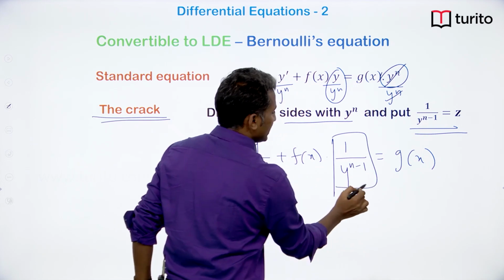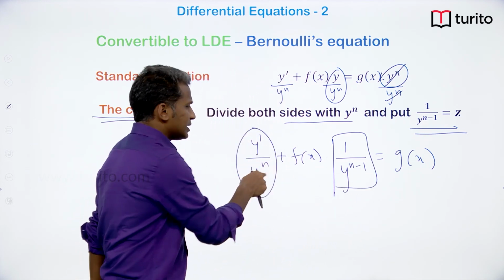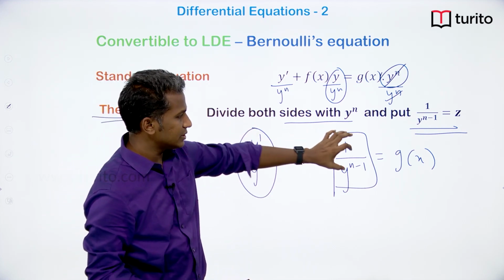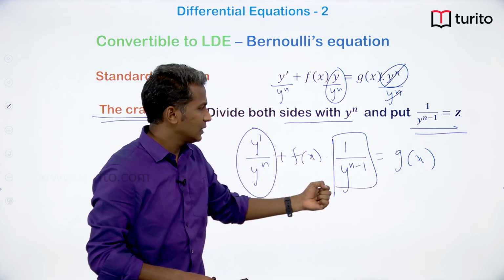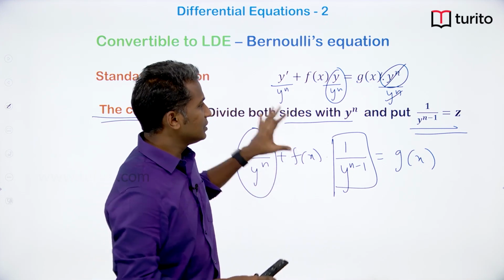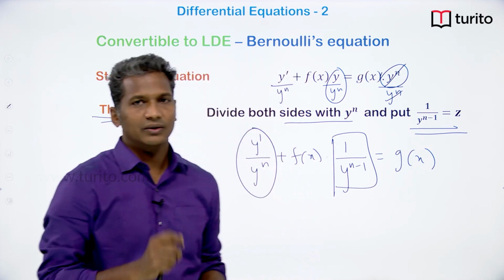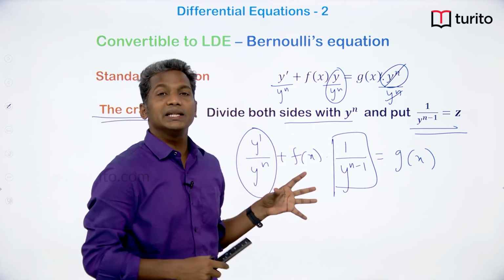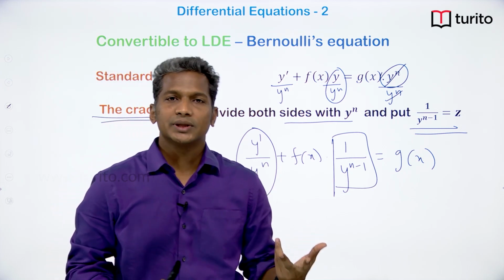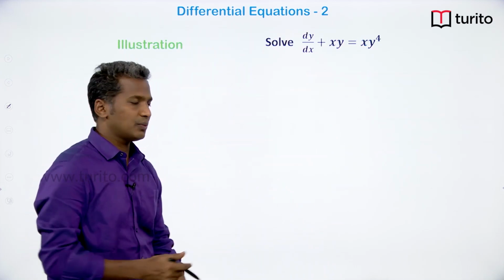Now if I take this entire term as the new variable z, and convert this into z dash, I will be getting z dash plus some function into z equal to another function. So this will become our standard linear differential equation. Okay. So this is the method. Let us look at one illustration to understand the method. If you learn the theory by heart, it is not going to help you. You have to solve at least one or two problems to understand the theory. Let us understand the theory through this problem.